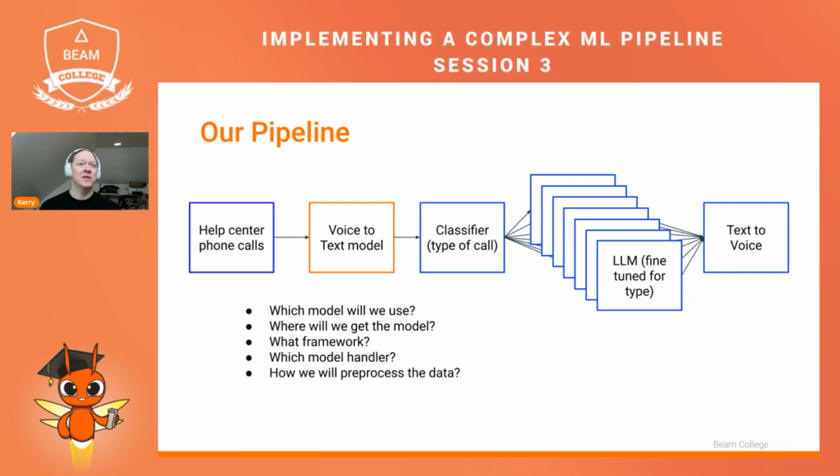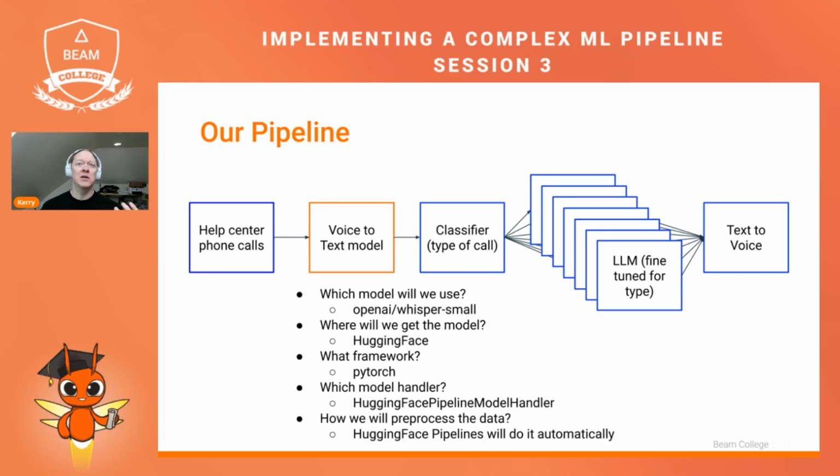So for the voice-to-text model portion of this pipeline, we're going to be using a model from Hugging Face. This is the OpenAI Whisper Small model. We're choosing a small model because that lets us run it more effectively in the Google Colab environment we'll be working in. We're going to get the model and the weights from Hugging Face because Hugging Face is, in my experience, the biggest model repository, and it's also the easiest to use.